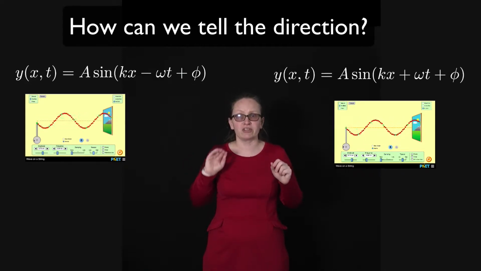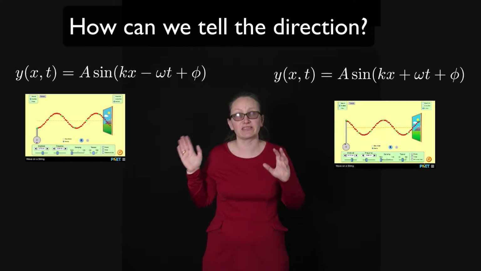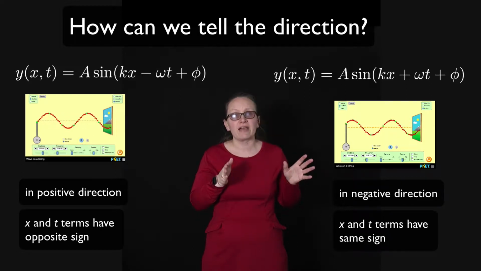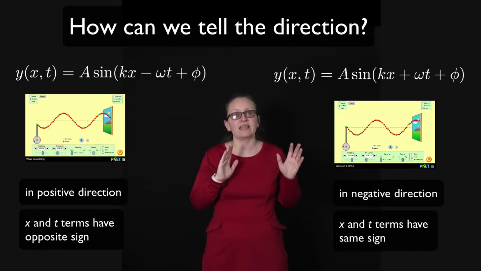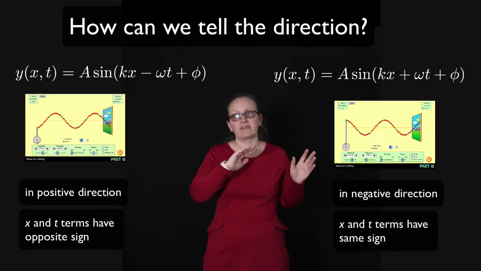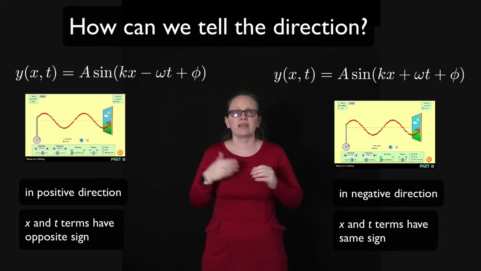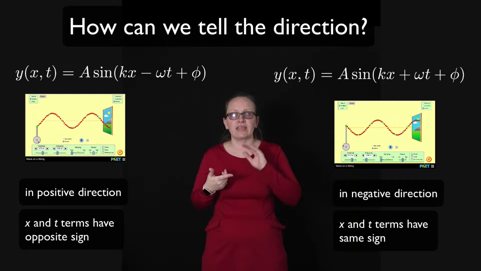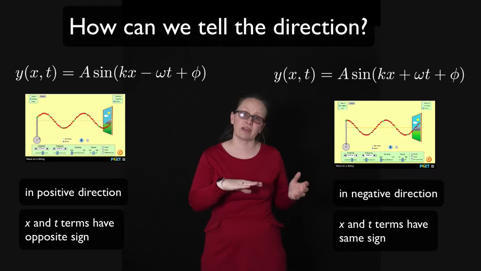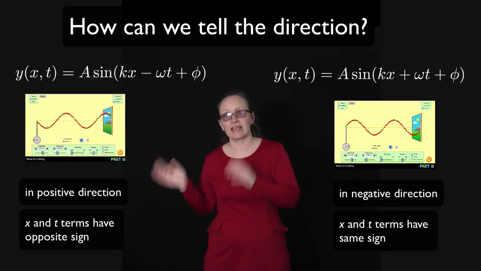So when we have the equation y as a function of x and t is equal to A sin(kx minus omega t plus phi), this describes a wave travelling in the positive direction. Whereas when we have the equation y of x and t is equal to A sin(kx plus omega t plus phi), this describes a wave travelling in the negative direction. So the rule is, when the signs in front of the x and the t terms are opposite, the wave is going in the positive direction. When the signs are the same, the wave is going in the negative direction.